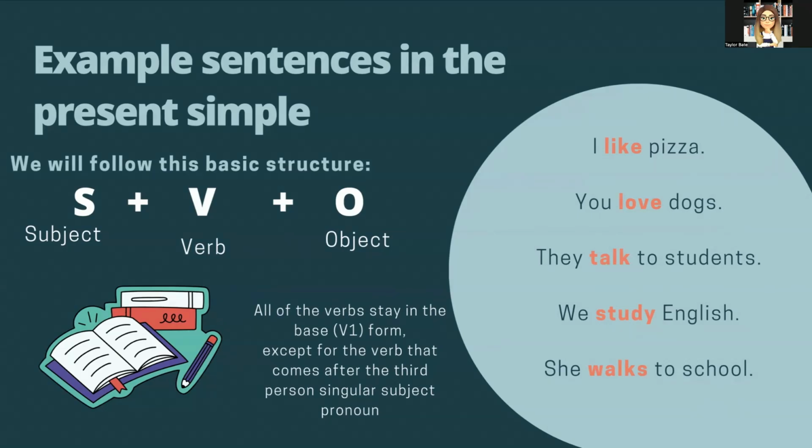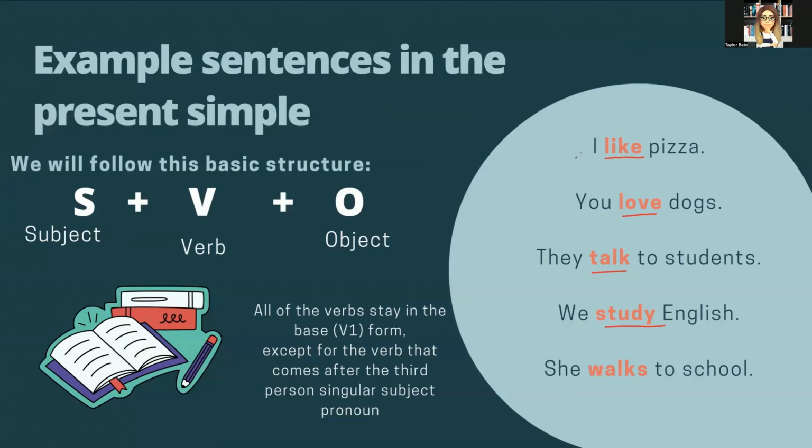We have: I like pizza. You love dogs. They talk to students. We study English. Now, we notice that every single verb, like, love, talk, study, all of these verbs are completely unchanged. They're in their V1 form. They are not changed at all. This is very good.